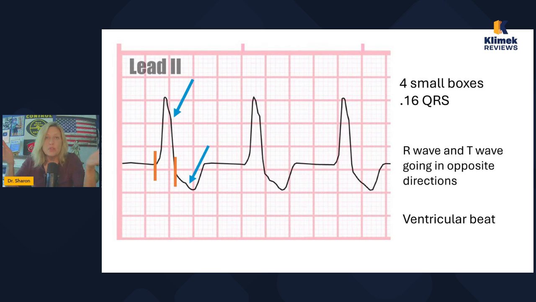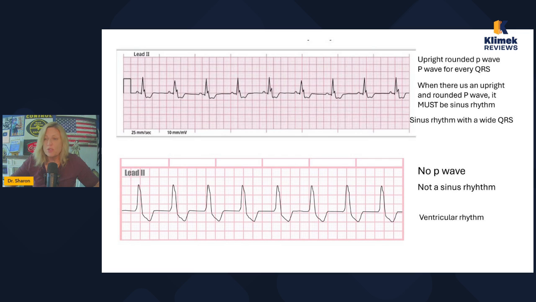So if you want to do a little bit of your own investigation, you can Google PVCs, premature ventricular contractions, or just Google ventricular beats. You're going to see all kinds of pictures of ventricular beats. And what I want you to do is look at it and say, is this wide? Is it wider than 0.10? Is it wider than 2.5 boxes? And is the R going in the opposite direction of the T? If you do that, and you look at it, you're going to be able to recognize a premature ventricular contraction or any kind of ventricular contraction with absolutely no problem.